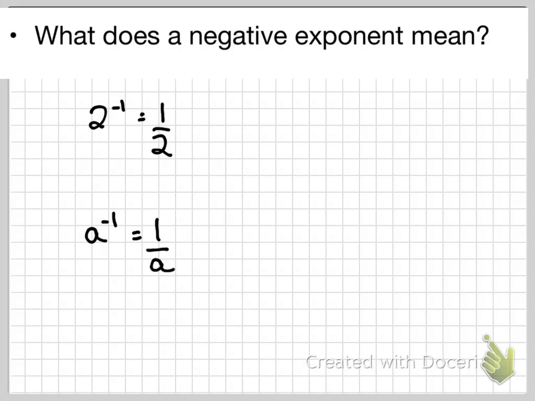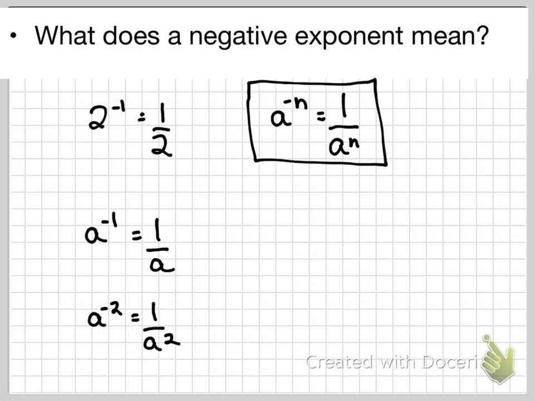But what if it's not -1? What if it's -2? Well, that's 1 over a squared. Is there any way to generalize this pattern? There absolutely is. If I say a to the -nth power, I know that is going to be 1 over a to the nth power. So that is the definition of a negative exponent. Again, a to the -nth power, where n is a positive integer or whole number, is 1 over a to the n.